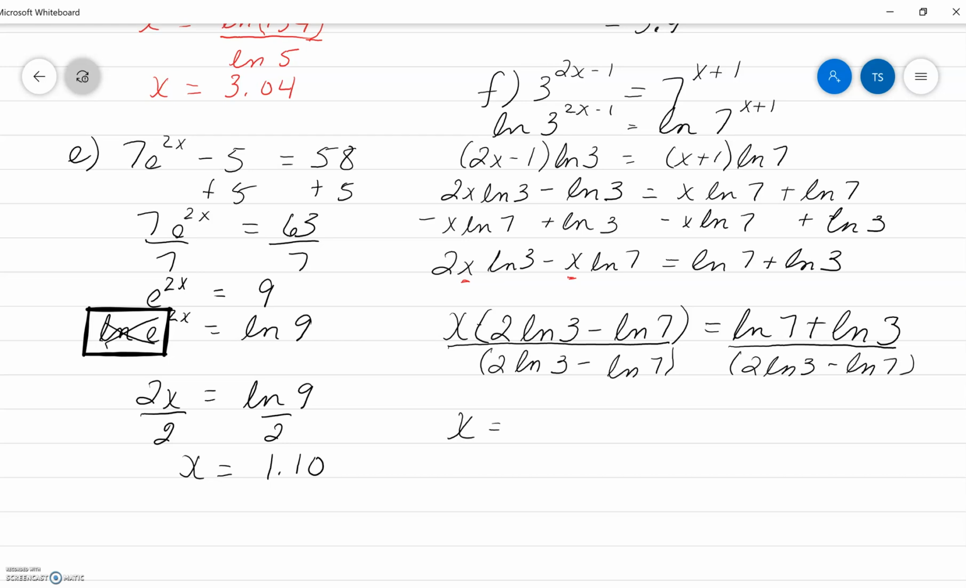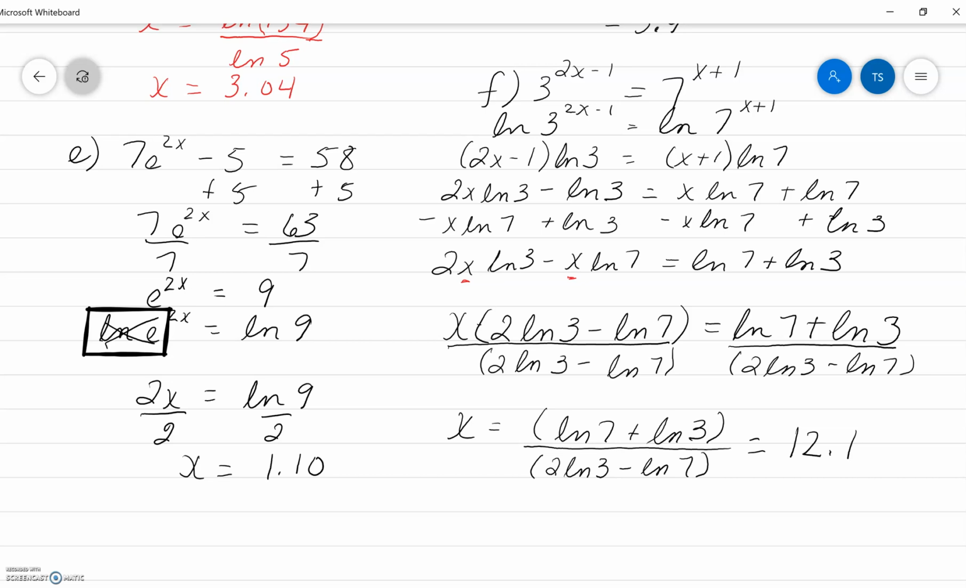And I've got x equals, oh my goodness, natural log of 7 plus the natural log of 3 divided by 2 natural log of 3 minus the natural log of 7. Now you notice I put parentheses around the entire numerator and the entire denominator. That's to help you when you're using your calculator, because that now is the time to grab that bad boy and use it, because this will be approximately 12.1 if you enter it into your calculator correctly.